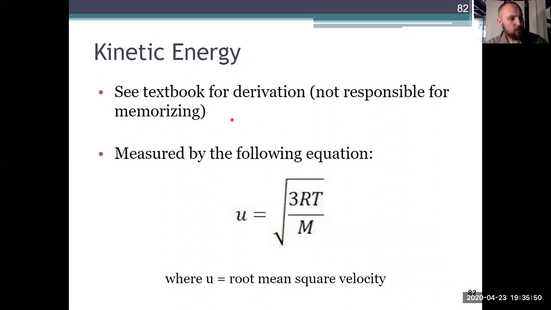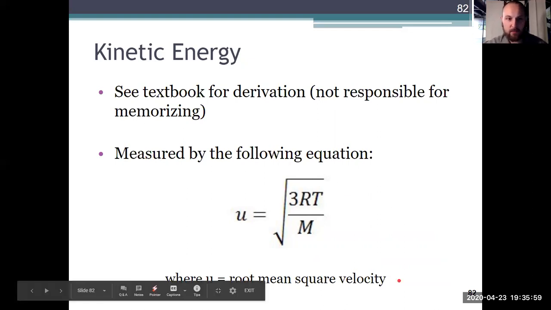It is measured by this equation, right? Your textbook goes into the derivation of the equation. You don't have to know it. This won't be on a quiz or a test. You'll use it on one of your Sapling questions, okay?